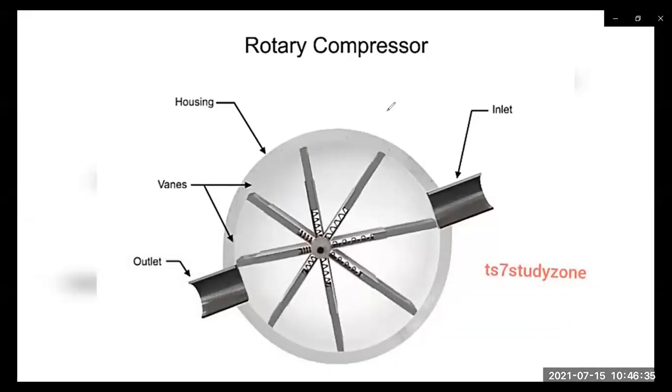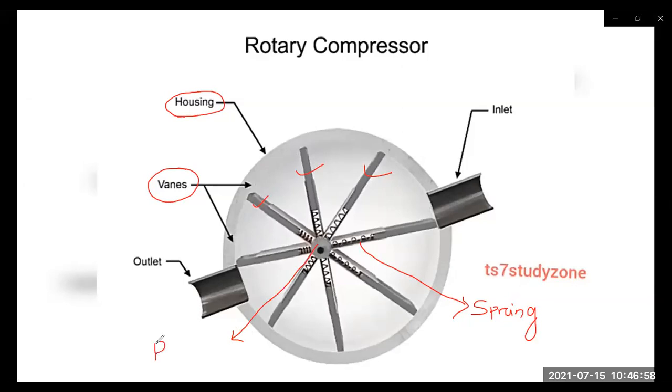So here, whatever you can see, the outer part, this is the housing. Okay, and these black color lines, these are the vents. Okay, and here you can see these are the springs. This part is called the spring. Okay, and this part is called the rotor. This is the rotor.